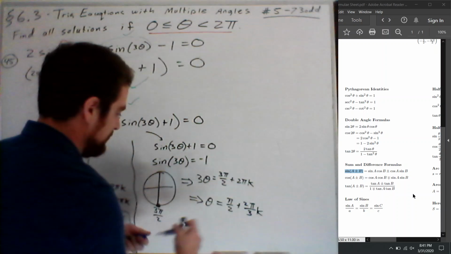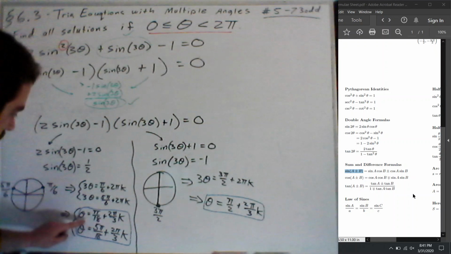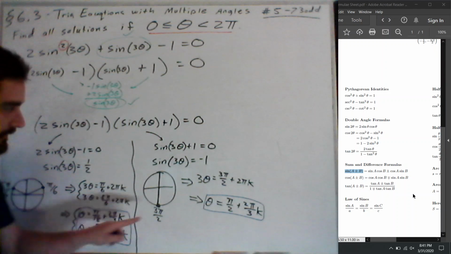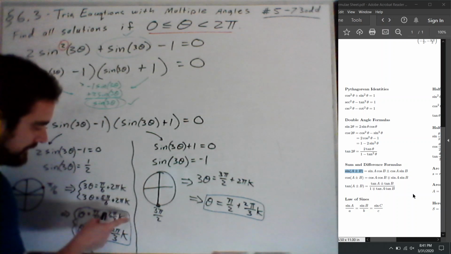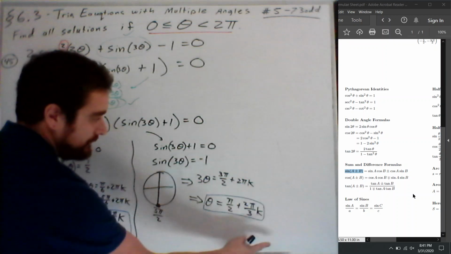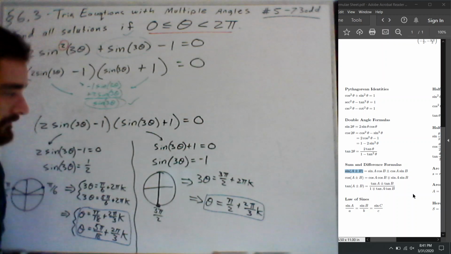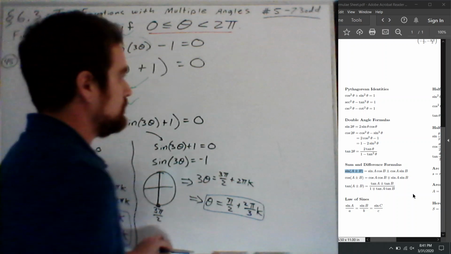And again, this is not the final answer, but I just want to show you. So we have 3 different forms, and for each one of those forms, I have to do k equals 0, k equals 1, k equals 2, because I'm going to pick up quite a few answers.